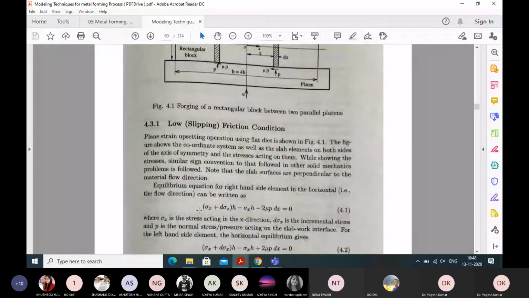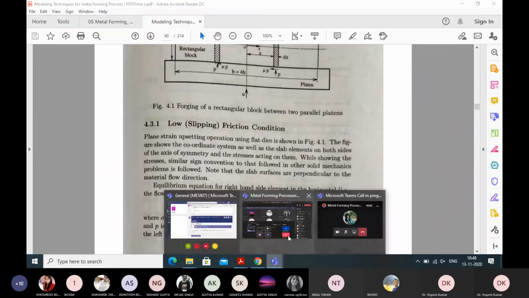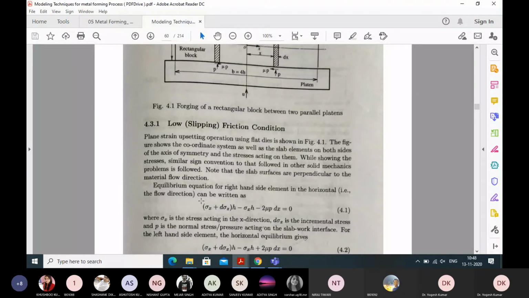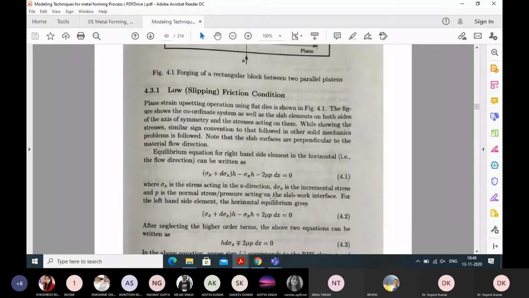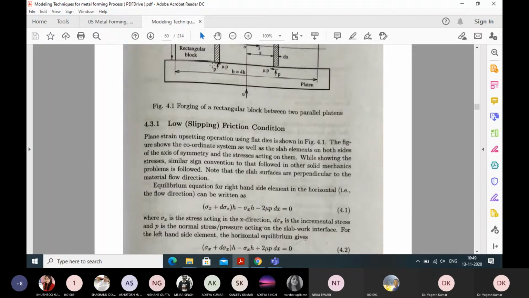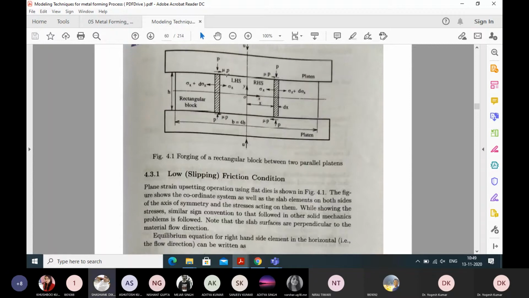Okay, is there any confusion in this equation, any doubt, any clarity which is needed in this equation? Sandeep, anybody who is having any doubt in this equation? How this equation has come: sigma x plus d sigma x into h minus sigma x into h. If there is no doubt, then I will continue. Similarly, you can write the force equilibrium.